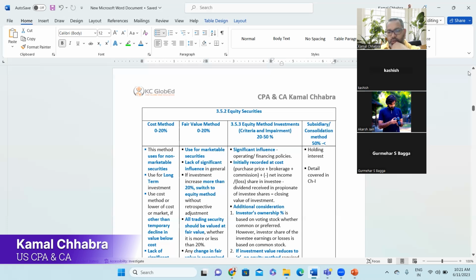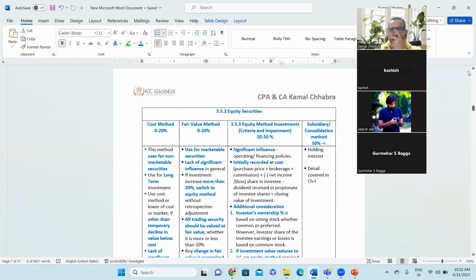Gurmeher? I believe because the percentage is higher, you have more influence in their decision making, like the key positions. If your stake in a company is 20 to 30-50%, you are a part of the decision making process. That's why we mention it as equity method investment.